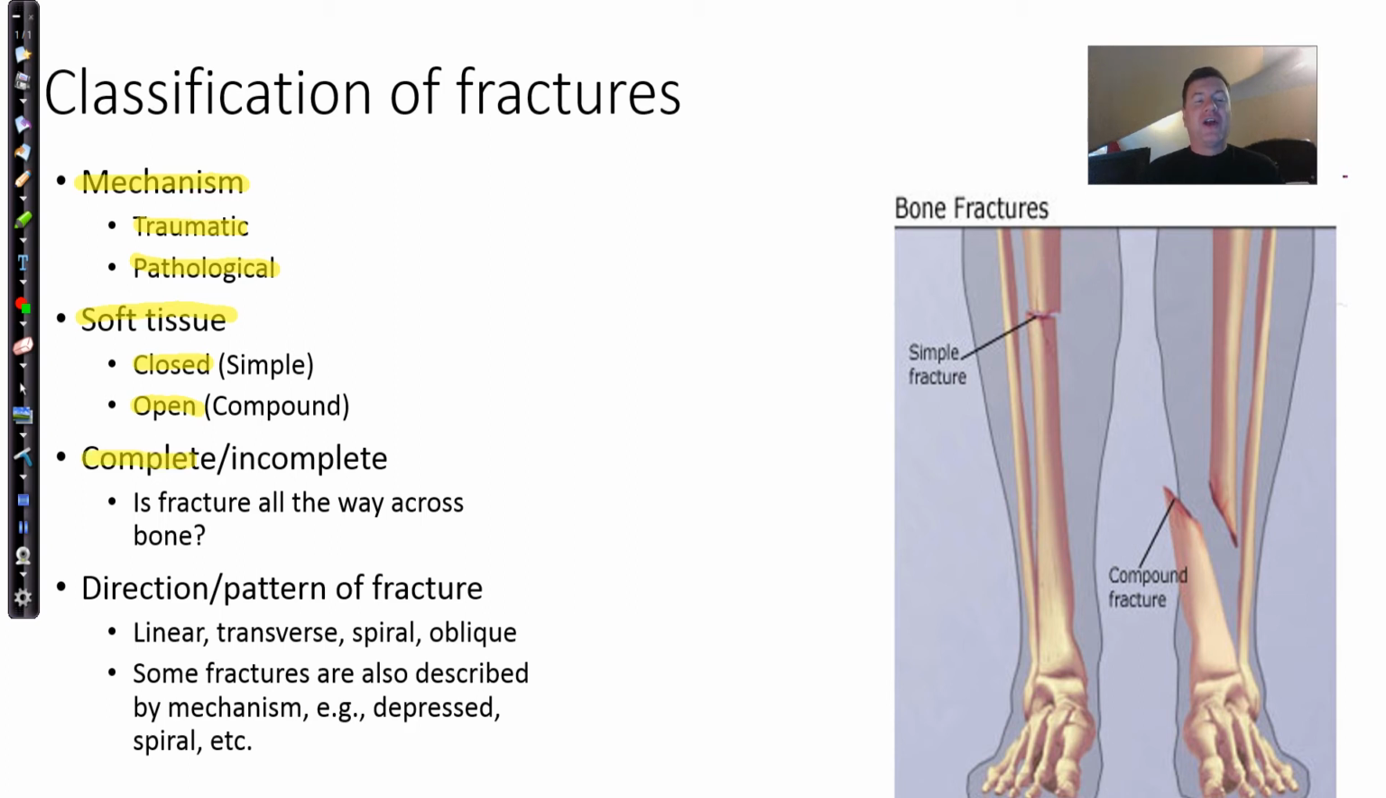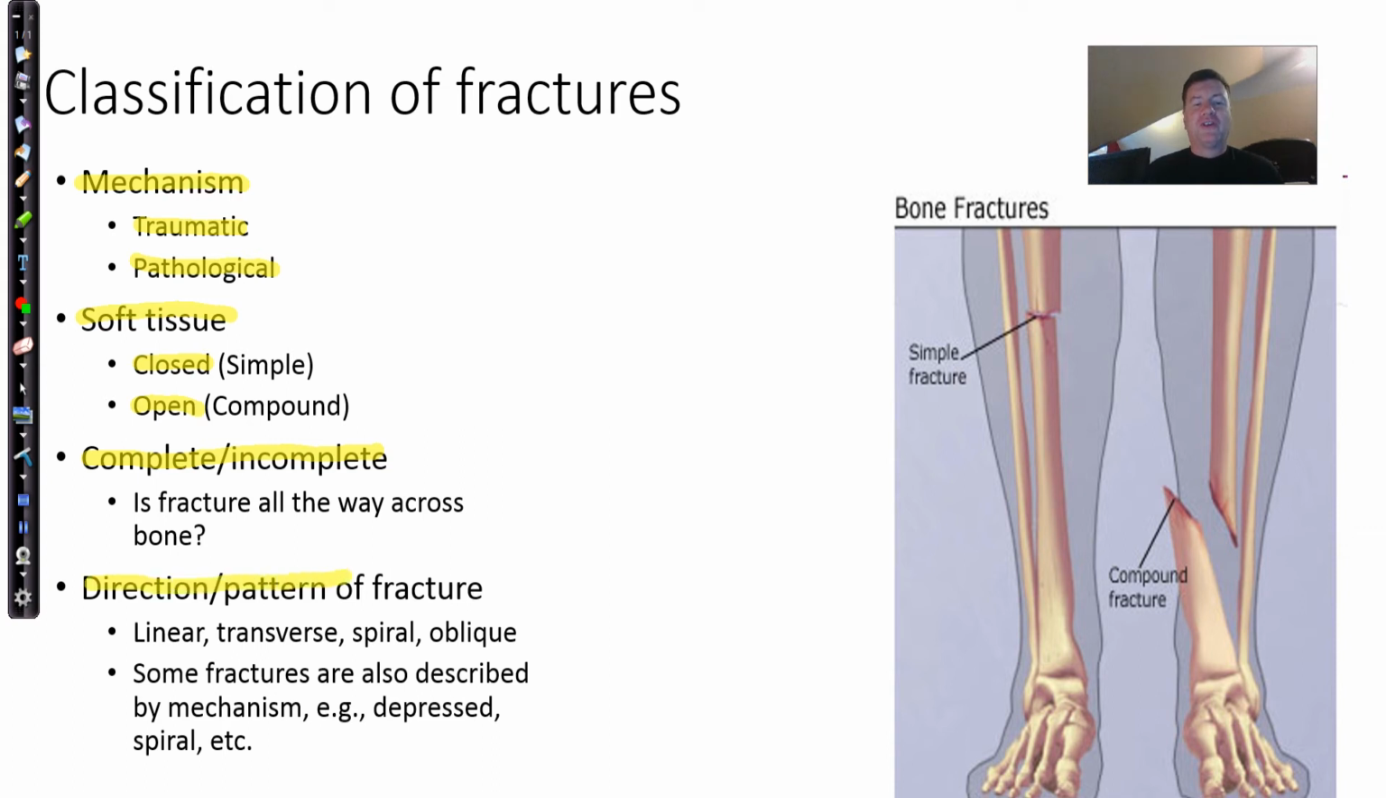You also can look at a fracture classification based upon whether or not it's complete or incomplete. A bone that's completely broken all the way across its surface, across either its length or its width, is referred to as a complete fracture. If it's an incomplete fracture, the bone is broken, but it's not broken all the way across.